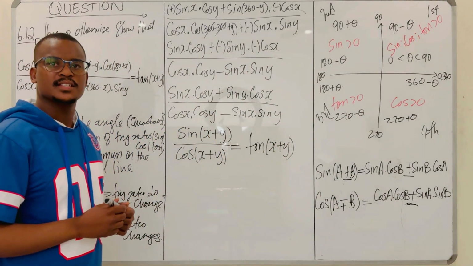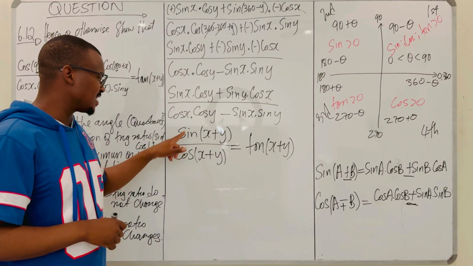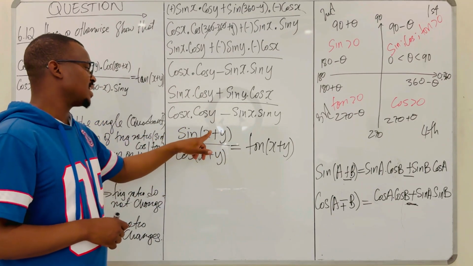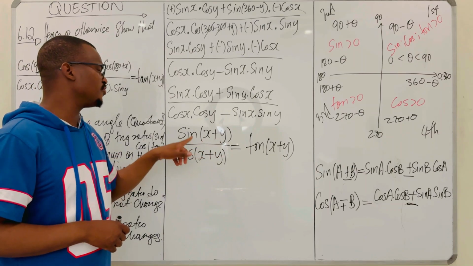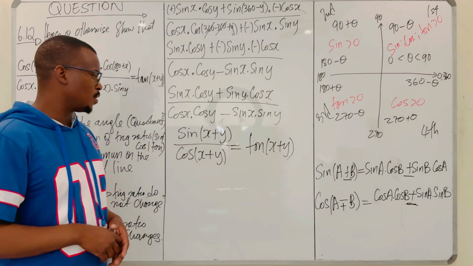So this is how you do this. Just follow those rules, because you know sine over cos is equal to tan. So sine of x plus y over cos of x plus y is going to be tan of x plus y. And we're done with this question.